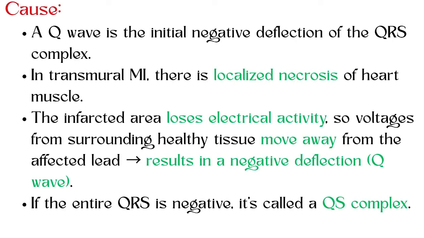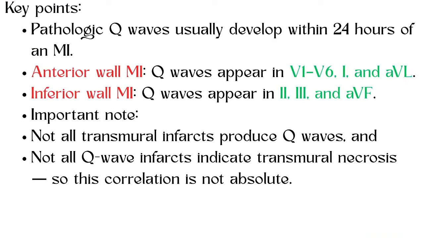Pathologic Q waves form when an area of the heart muscle dies and loses its electrical activity. This causes the ECG voltage to move away from the damaged area, creating a deep negative reflection. Q waves typically appear within first 24 hours of the heart attack and help identify the infarcted region.